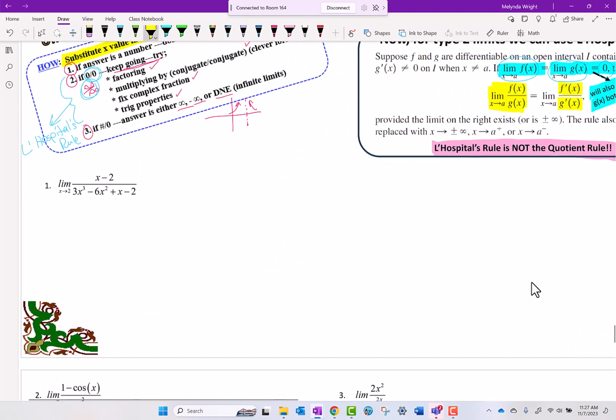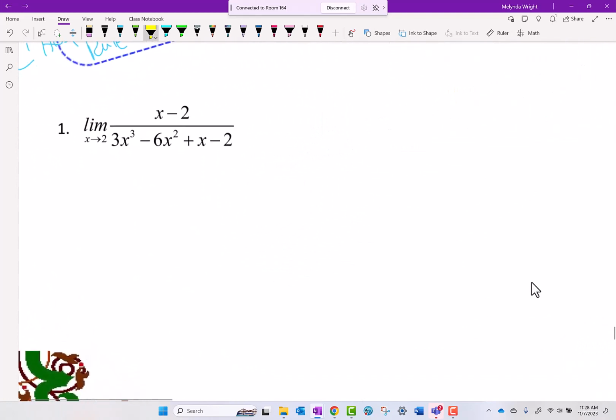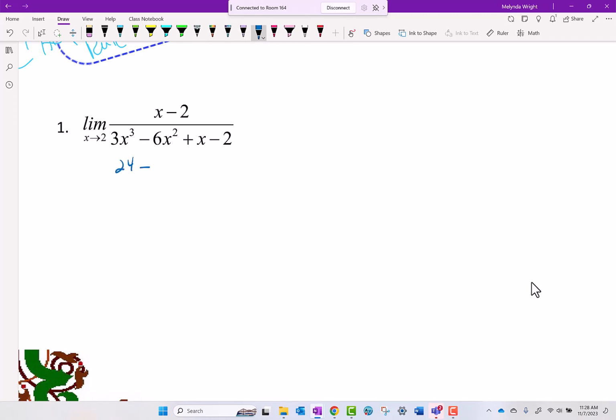So we've got one example here. We do what we do first: we plug the 2 in. Let's see, what do I do? 2 minus 2, I could do that in my head. That 2 minus 2 is 0. What is that, 8 times 3? 8 times 3 is 24, minus 6 times 4 is 24, plus 2 minus 2. Yeah, that's 0.